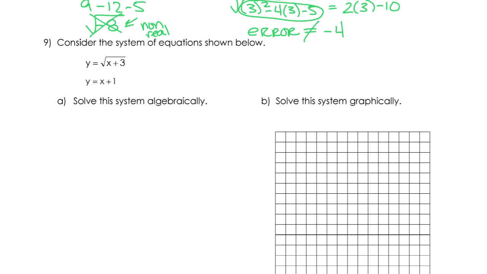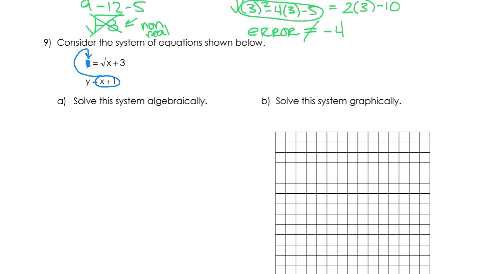Number 9 says, consider the system of equations shown below. Part A asks me to solve this system algebraically. All right, we just did that algebraically in the beginning of our unit here in day 2, and we know that we're going to use some substitution. So we're going to take this x plus 1, which is what y equals, and we're going to drag it up here and replace that y.